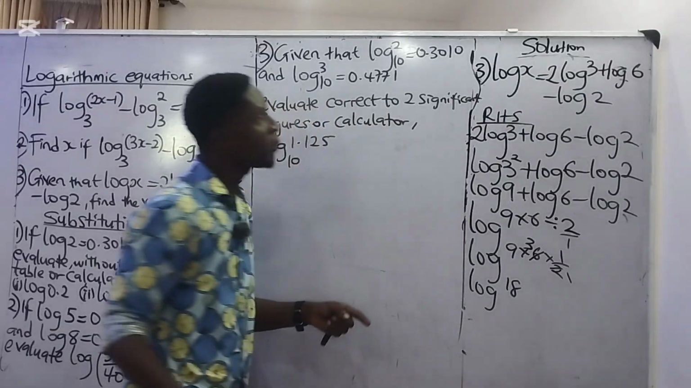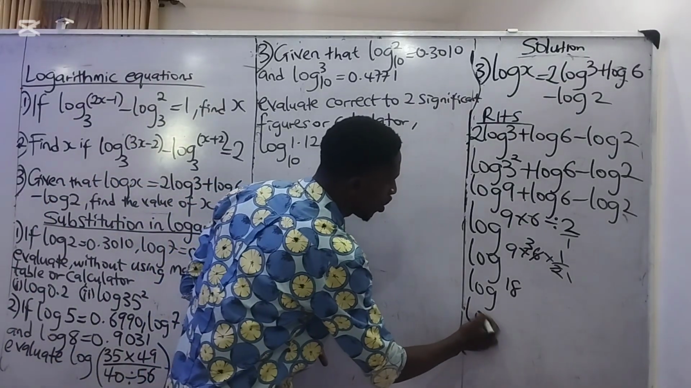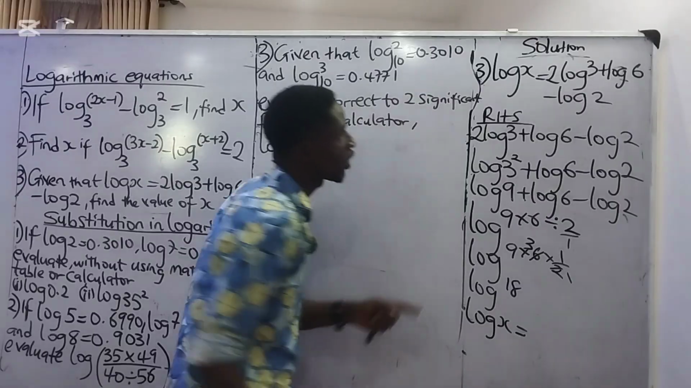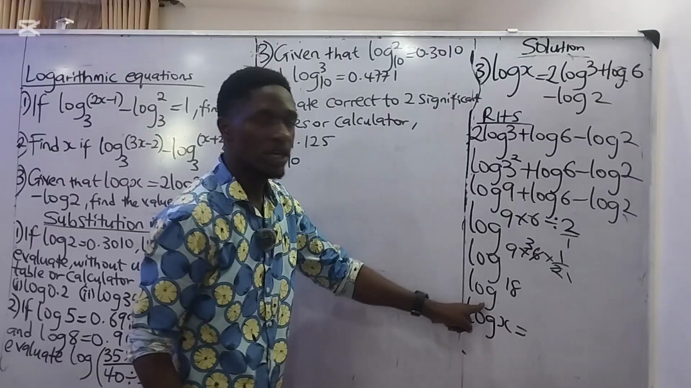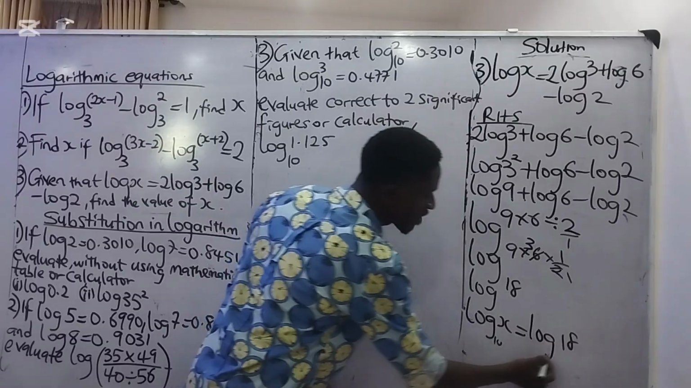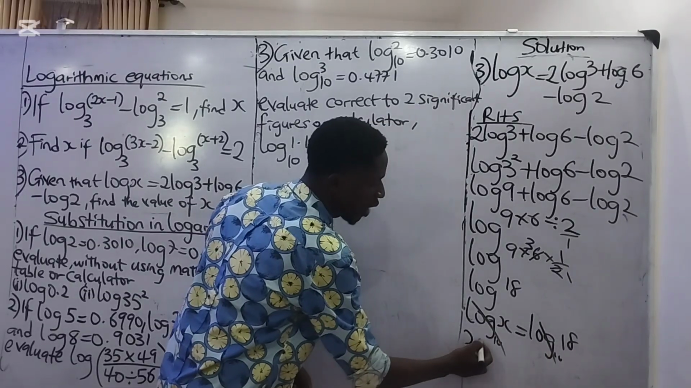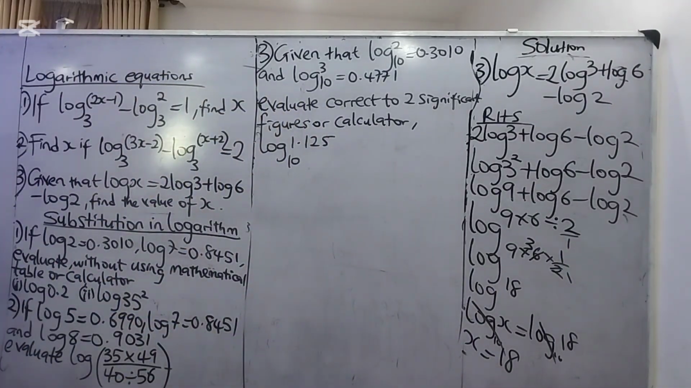Then when we compare it with what is on the left hand side, we have log x is equal to, and we got on the right hand side log 18. They are in base 10, so the log will cancel out. So our x is equal to 18. So our answer is 18. And that is all for logarithmic equations.